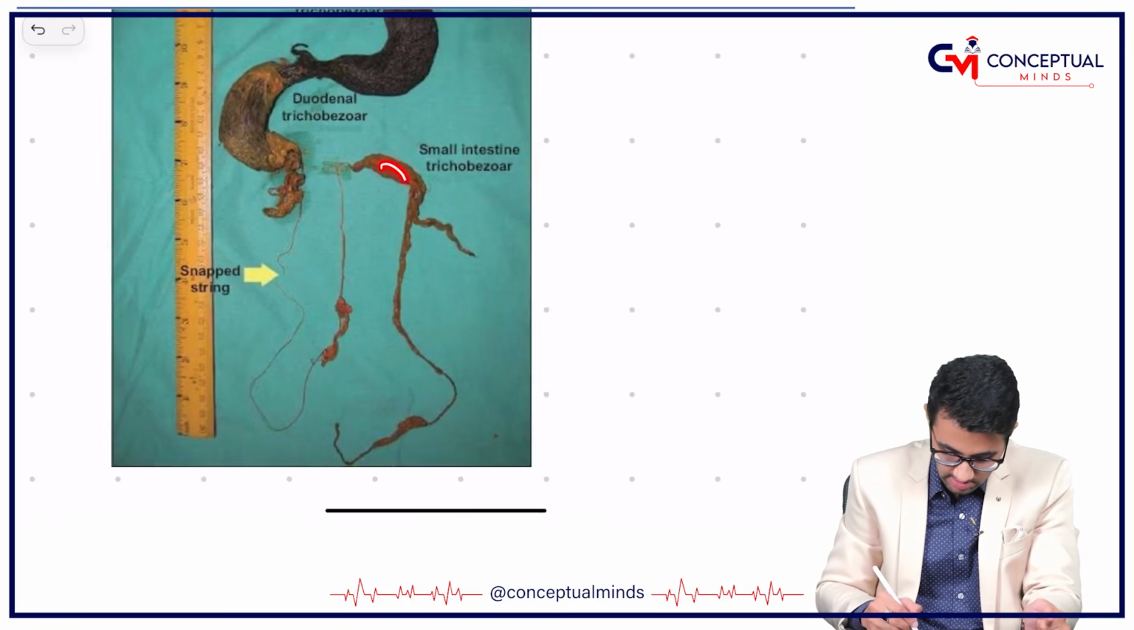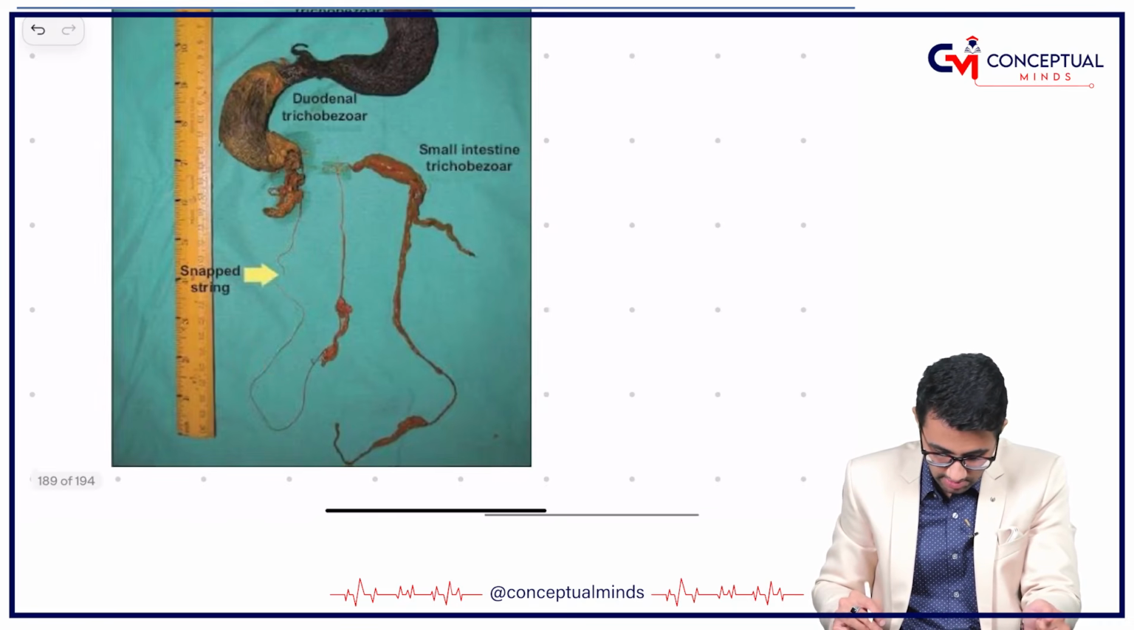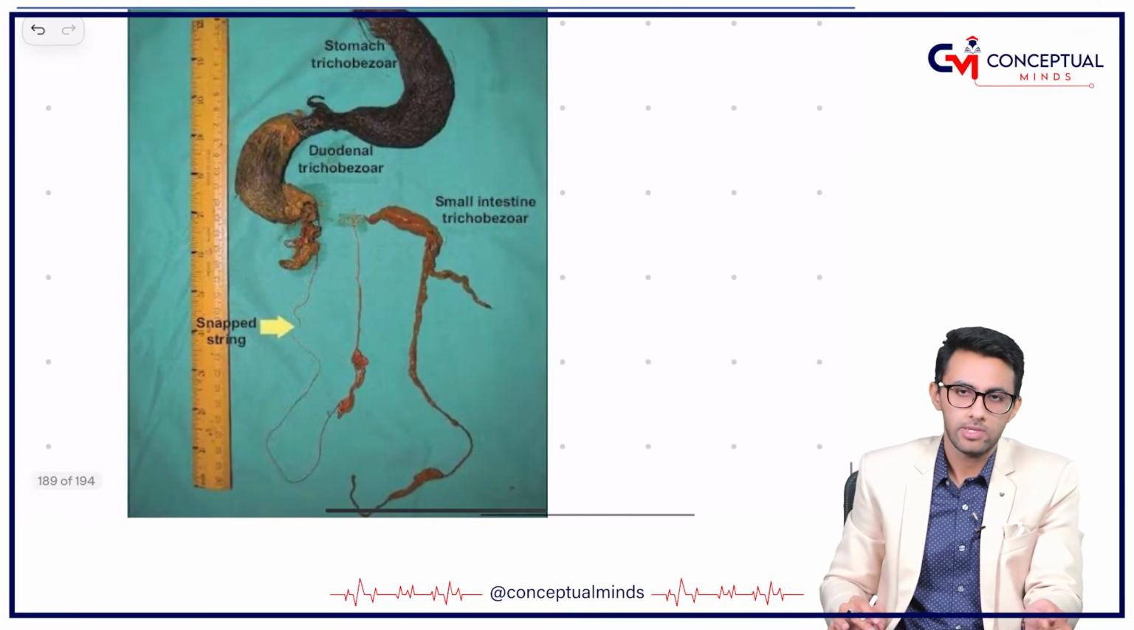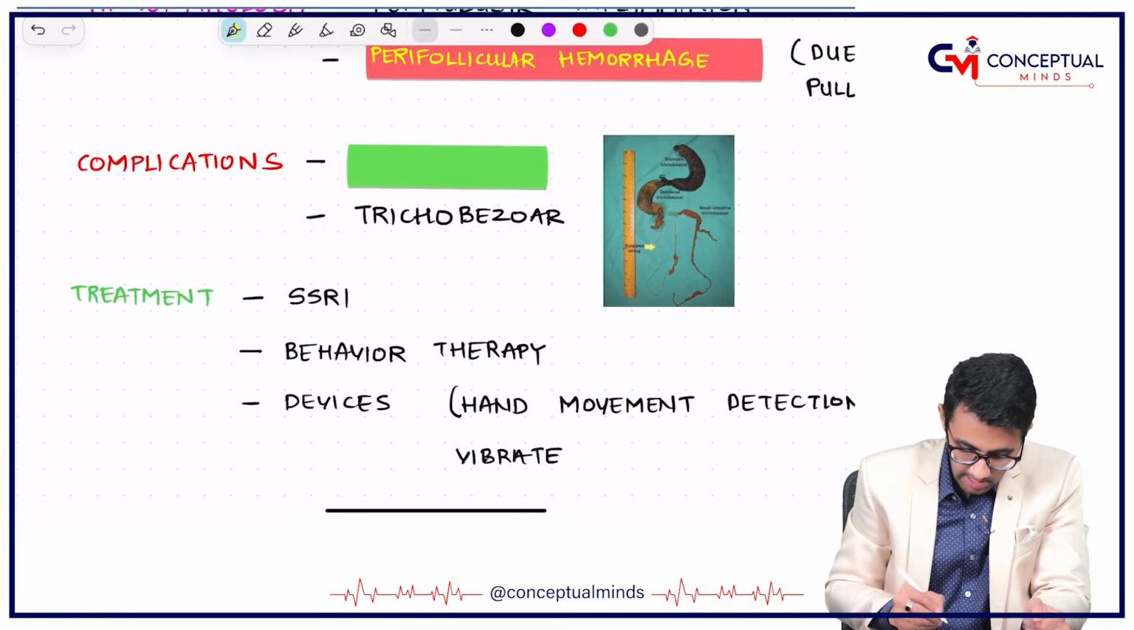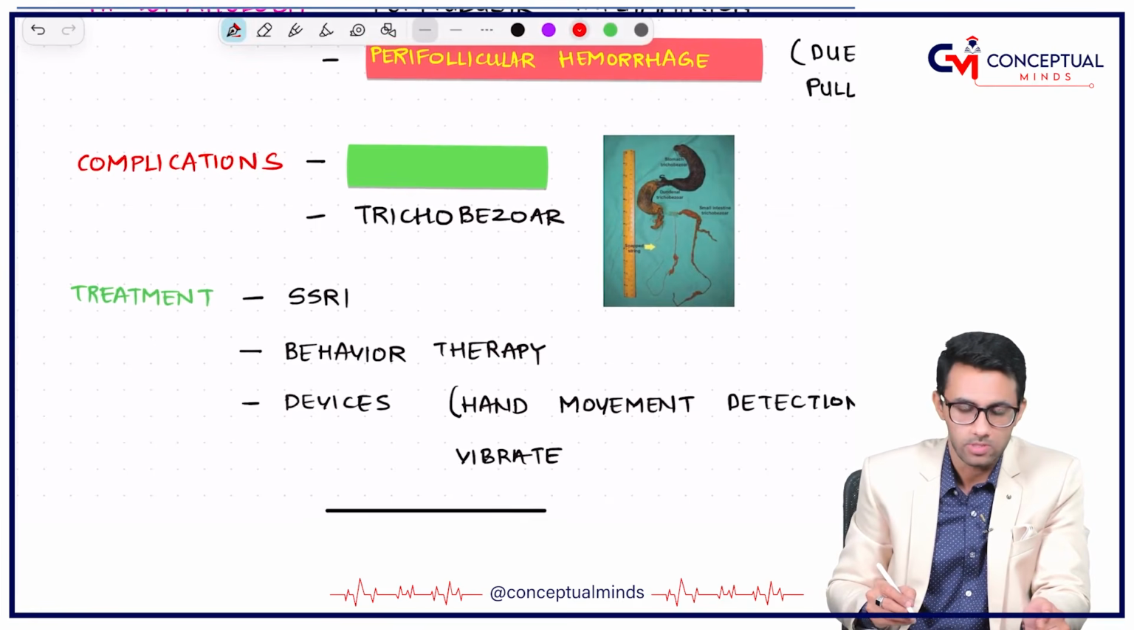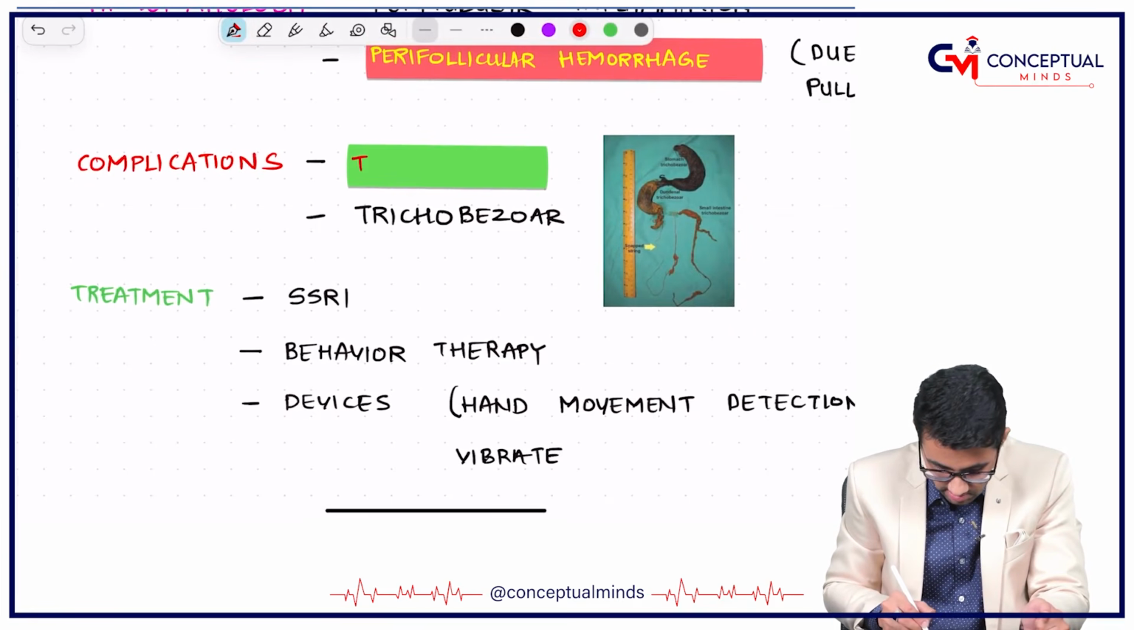Okay, the demarcation is also so clear. We also see this one snapped string. So that is one thing that we need to remember: these are the complications of trichophagia, which leads to bezoar. Trichophagia.